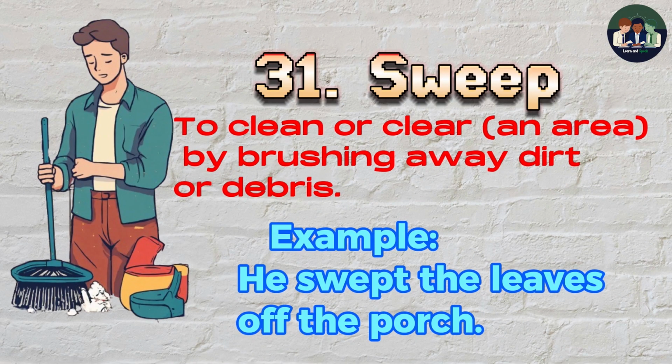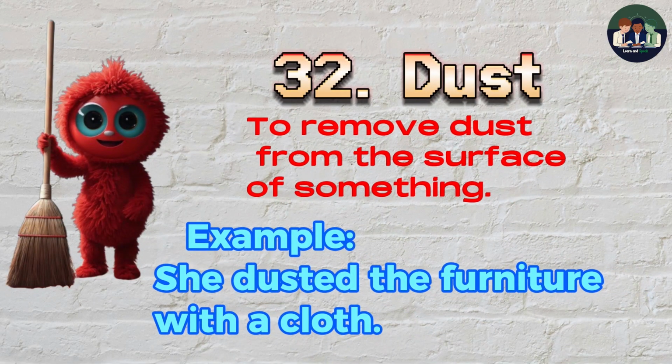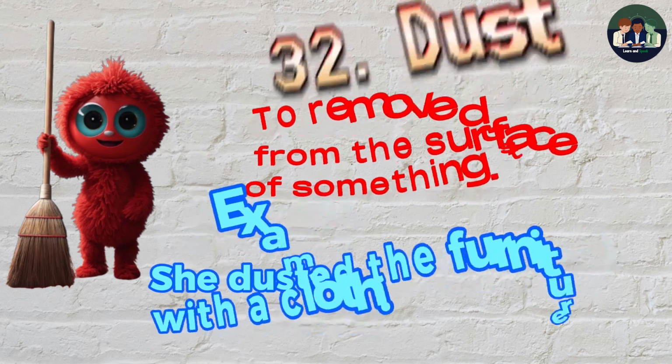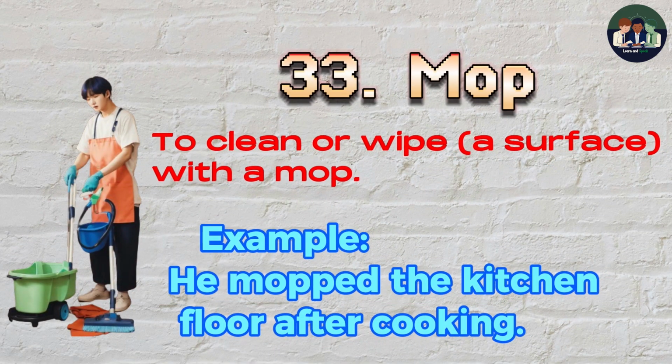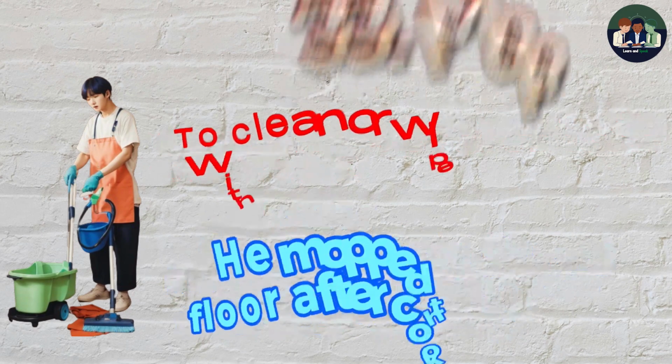31. Sweep: to clean or clear an area by brushing away dirt or debris. Example: He swept the leaves off the porch. 32. Dust: to remove dust from the surface of something. Example: She dusted the furniture with a cloth. 33. Mop: to clean or wipe a surface with a mop. Example: He mopped the kitchen floor after cooking.